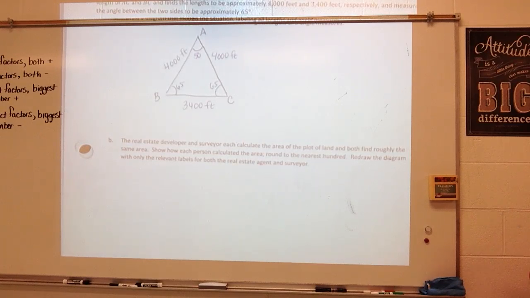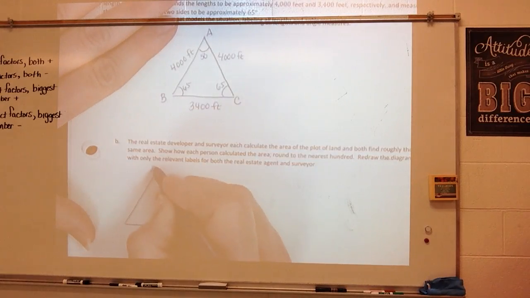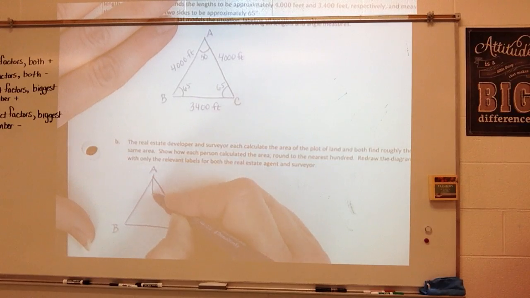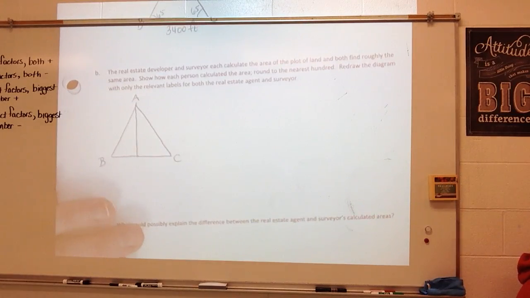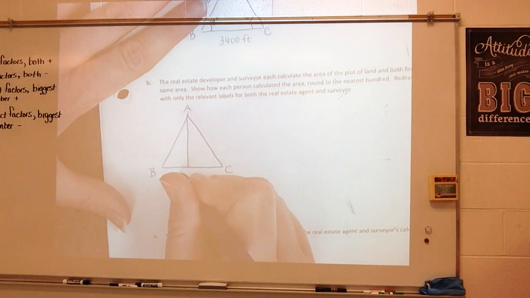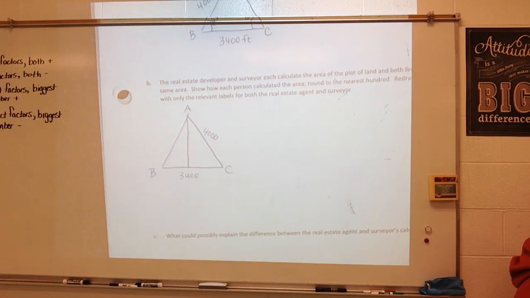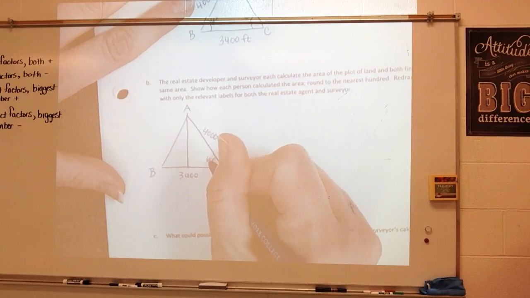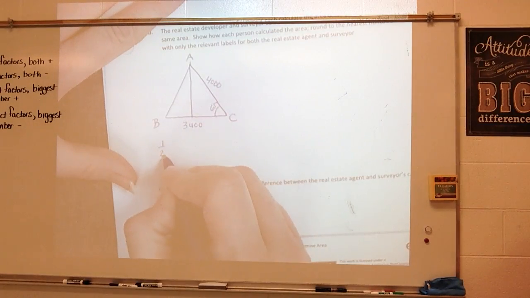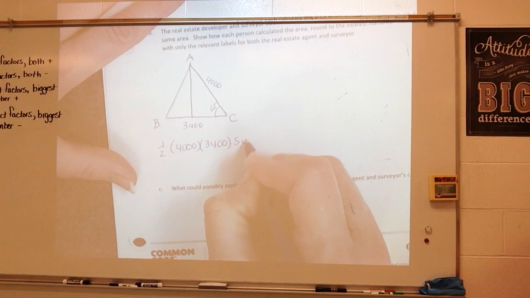Alright, so let's talk about how they could have done this. Well, so the first thing they could have done is they could have drawn an altitude straight down. Alright? With that being said, my side still says 3,400 and 4,000. And all I have to do is I can look at this being my included angle and do 1/2 times 4,000 times 3,400 sine of 65.